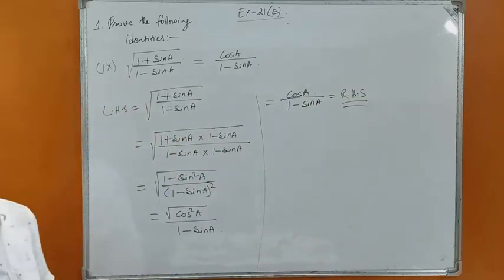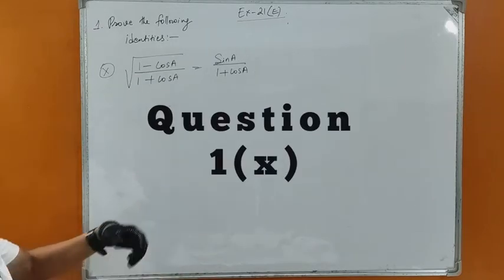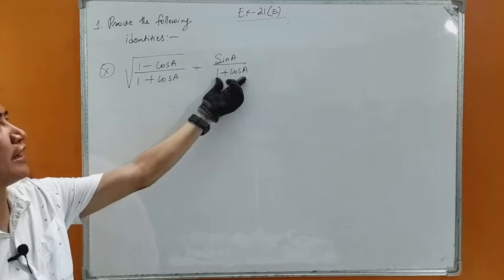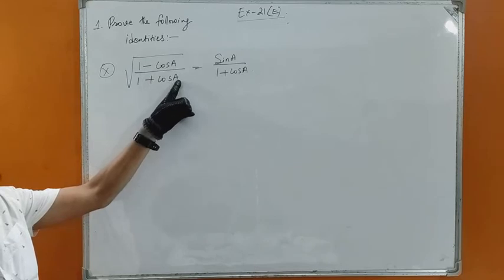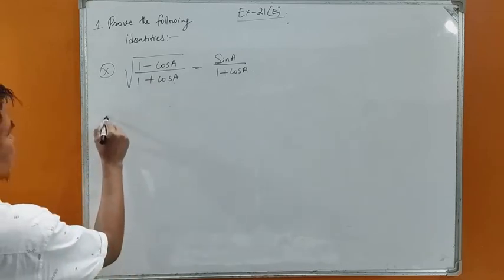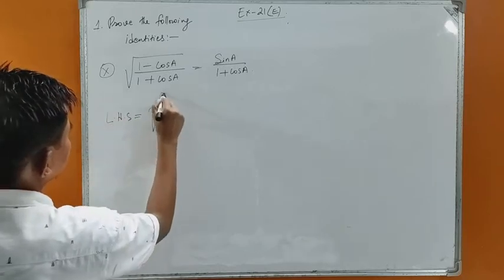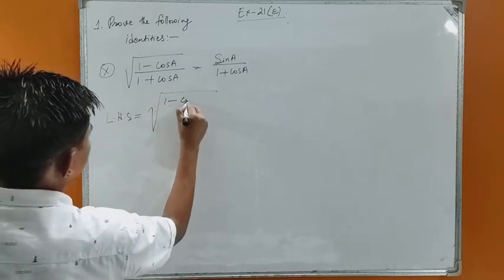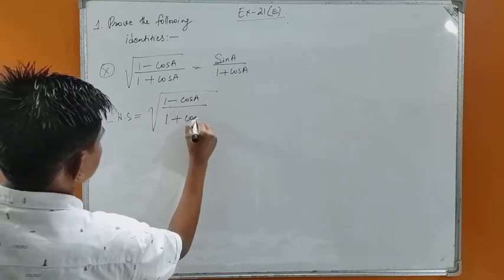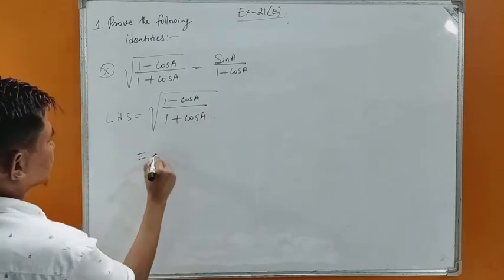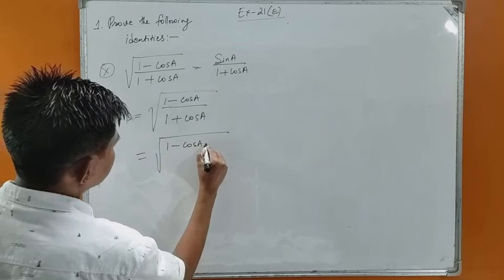Now let us do question number 10. This question is similar to question number 9, isn't it? So we need 1 plus cos A in the denominator, so let's multiply the numerator and the denominator by 1 plus cos A. Okay, so LHS, first let us copy LHS. LHS equals root under 1 minus cos A upon 1 plus cos A. This is what we have in the left hand side, isn't it? So let's multiply the numerator and the denominator by 1 plus cos A.